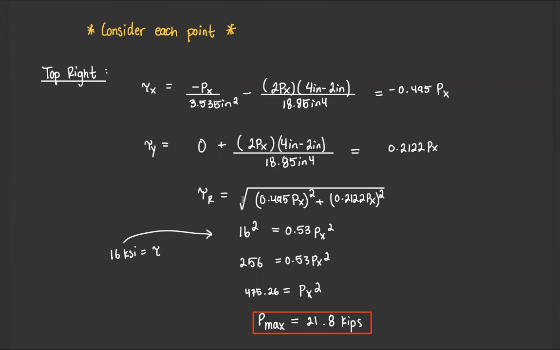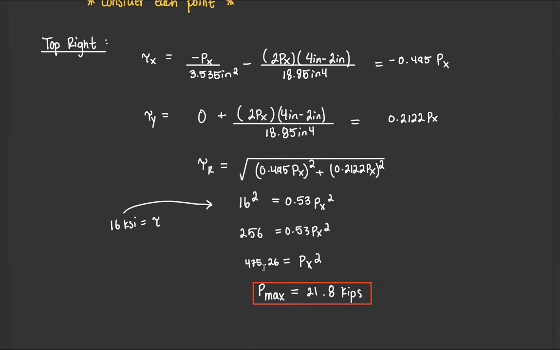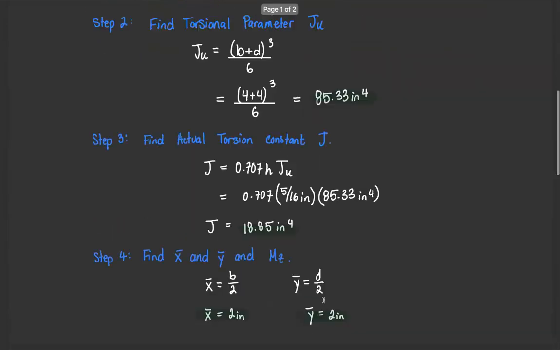And then to cancel out the square root here, we're going to square this left side. So 16 squared is 256. And then we're going to go ahead and divide this thing over here. We get 475.26. And again, we have more decimals here, but I went ahead and wrote it like this for concision. So here we just get this value here. We isolate px to find the max stress. So we just take the square root of this side and this side, and we get that the max force is going to be 21.8 kips.